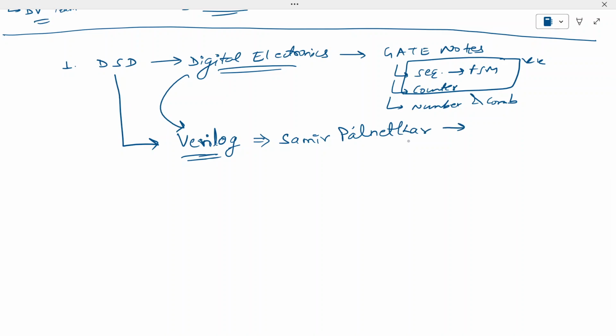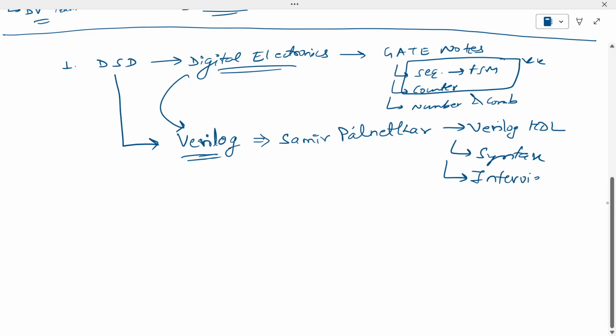It's a book for the Verilog HDL language, which you can refer to for the theoretical and the syntax purpose. Also, there are some codes, so you'll get to know how to write a Verilog code based on basic structures, and most of the interview questions are asked from this. So it's better if you can go through chapters 1 to 8 thoroughly.